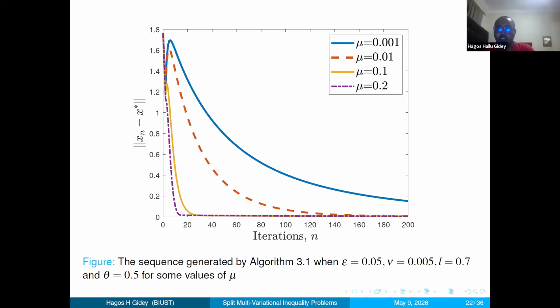And this one is for different values of mu. This one is for the line search. If we take mu to be larger, I think it's helping the algorithm to pick the accurate value. That's why as mu increases, we can see the error converge to 0 quickly. When you compare 0.2 and 0.001, there is a big difference.